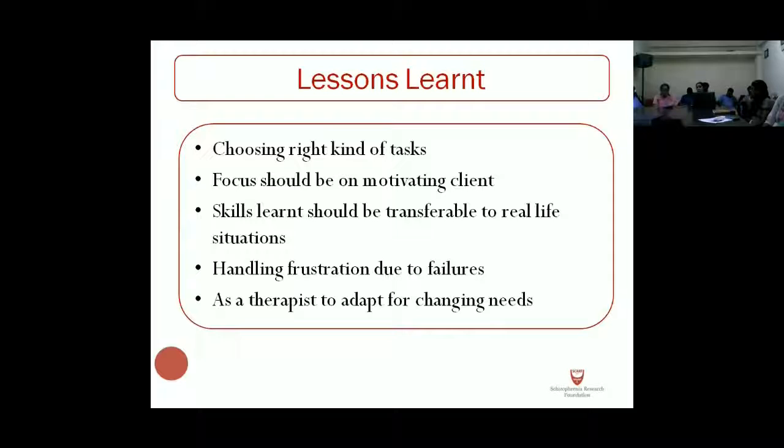Over a period of time, I learned that as therapists, we should expect that patients will not have static needs. Definitely the needs will be changing over a period of time based on their life situation. So as a therapist, we should be able to adapt to the changing needs of the client and the family. These lessons were learned from this particular case.